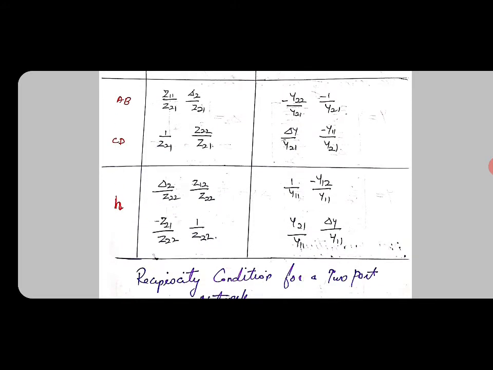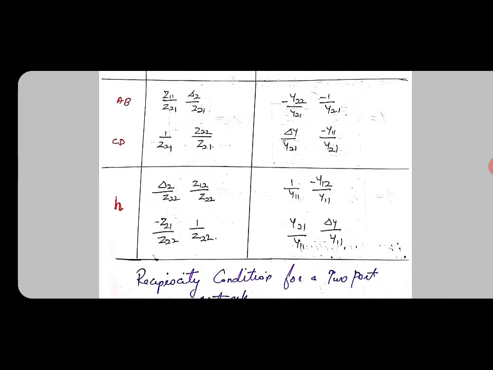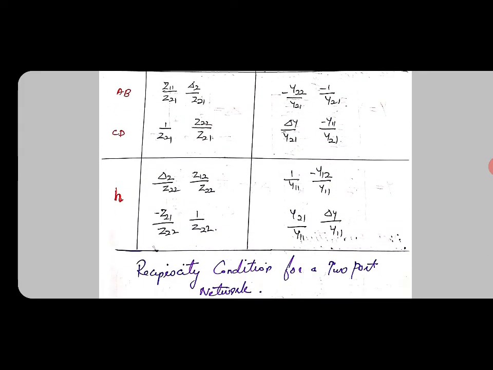If Z parameters are given and H parameters are asked, it will be del Z/Z22, Z12/Z22, minus Z21/Z22, 1/Z22. If Y parameters are given and H parameters are asked, it will be 1/Y11, minus Y12/Y11, Y21/Y11, del Y/Y11.